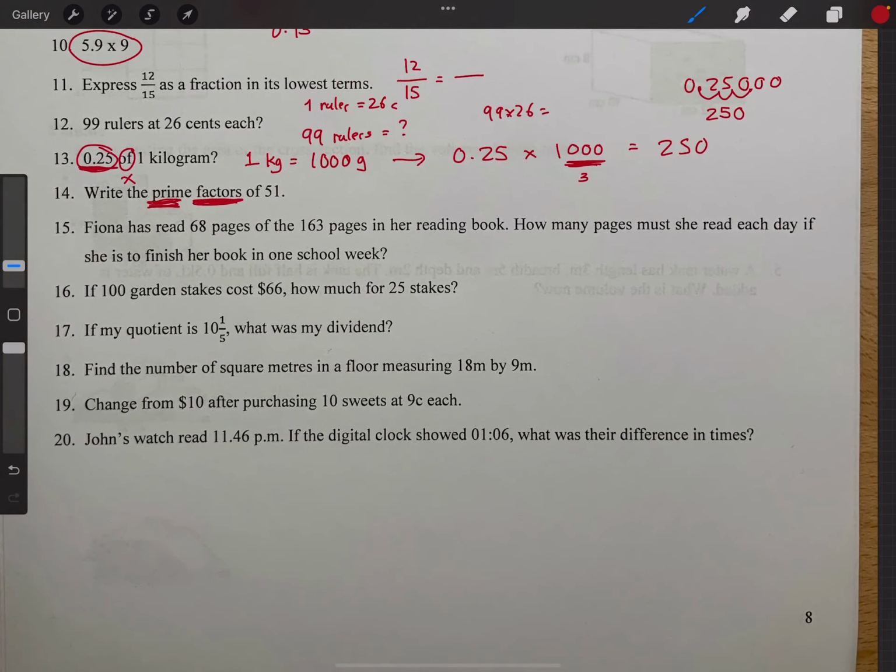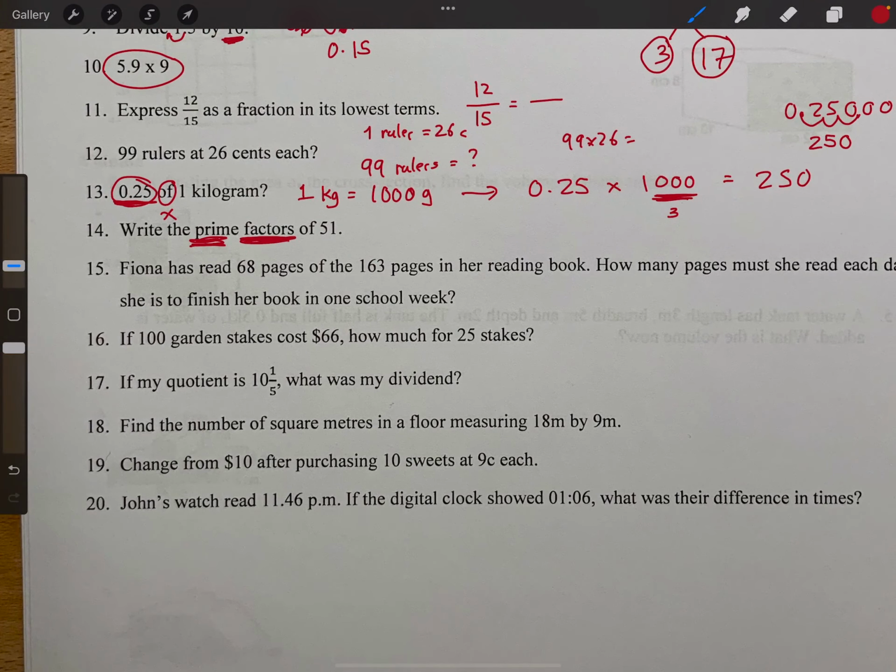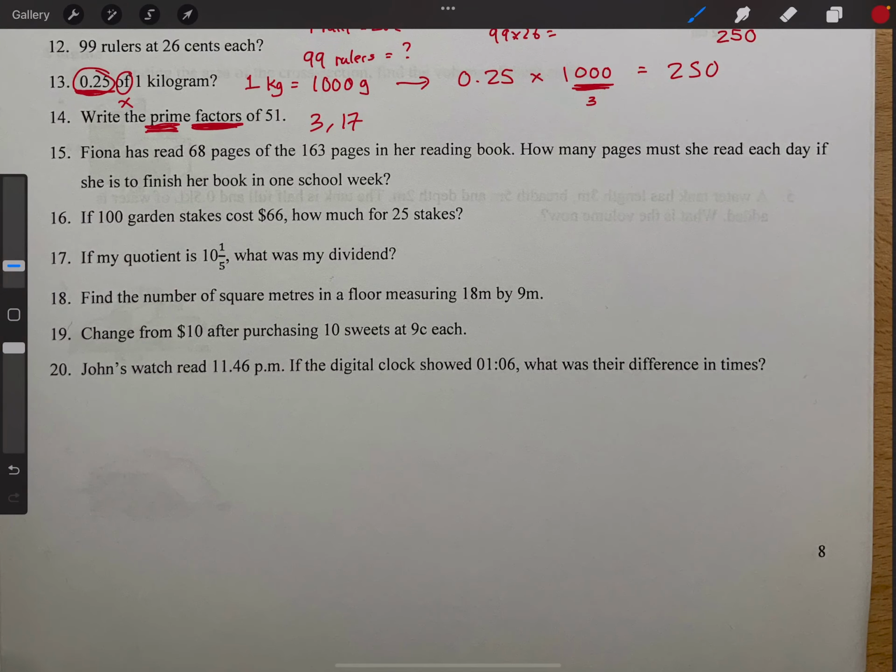So when the question asks you what the prime factors of 51 are, let's look at 51. What can 51 be divided by? We know it can be divided by 3. 51 divided by 3 will give me 17. These are prime numbers, 3 and 17. So that means the prime factors of 51 are 3 and 17. Done.